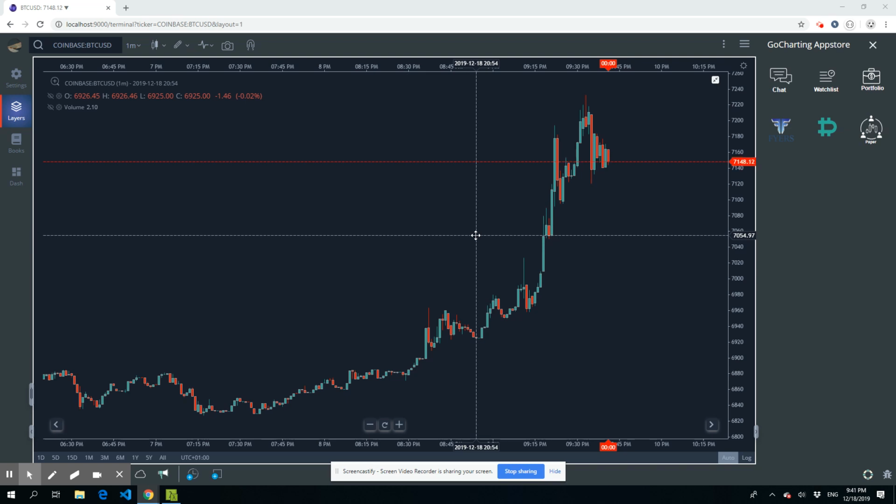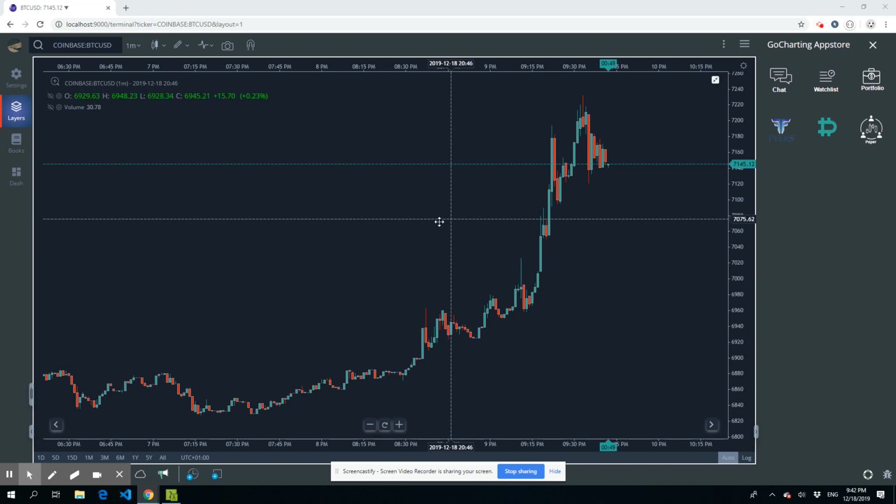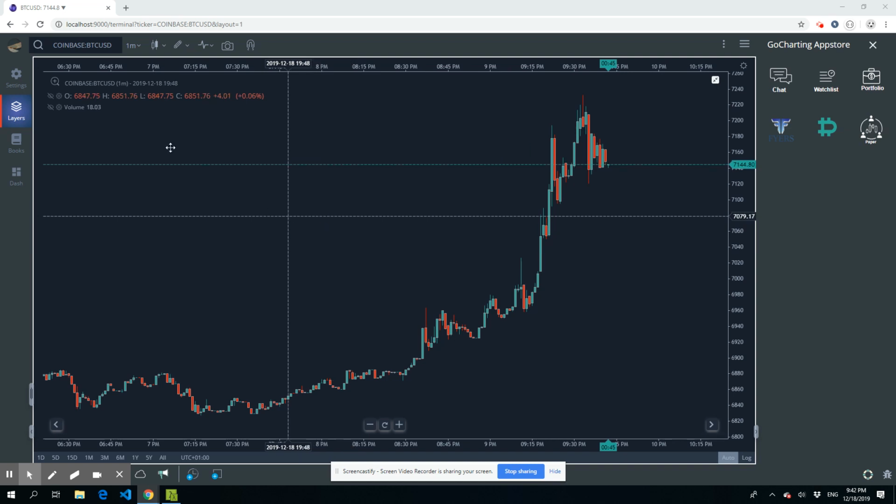On behalf of the GoCharting team, I'm going to try and walk you through one of our upcoming features, which we are calling the paper trader. The paper trader, as you all know, gives you a simulated environment in which you can practice your trades with virtual money. Without wasting too much time, I'm going to dig in.